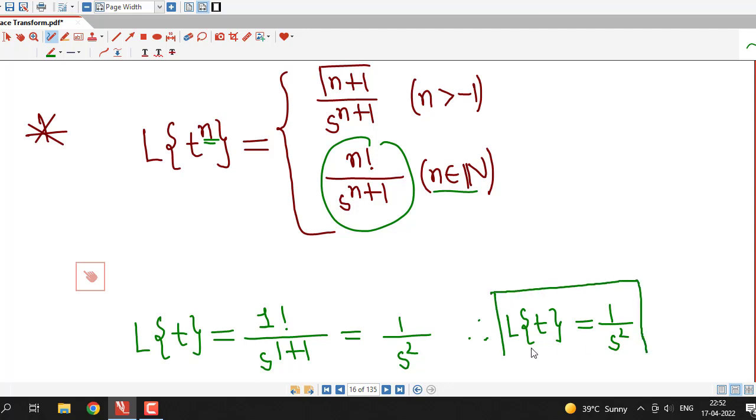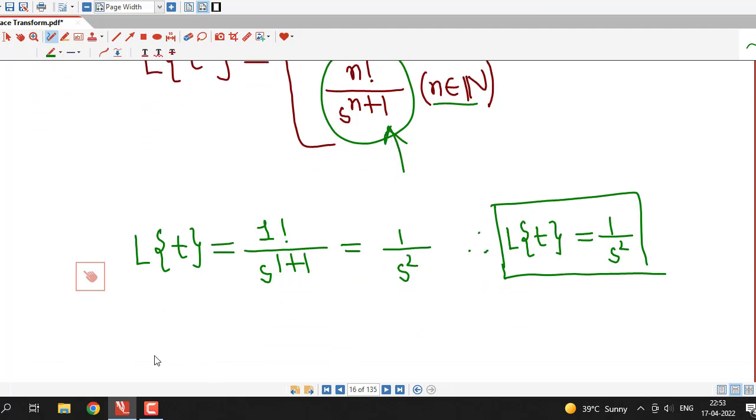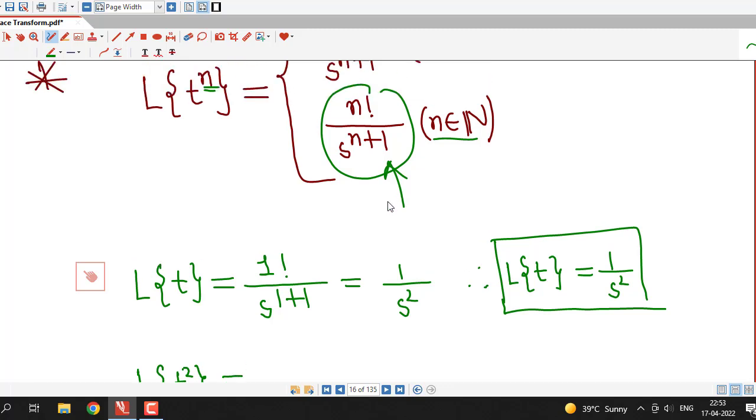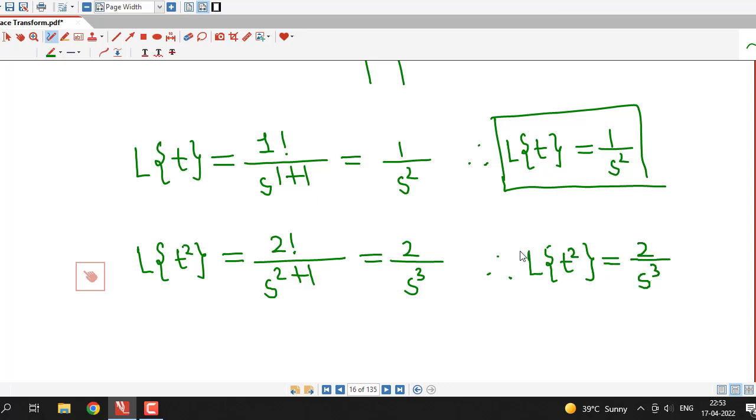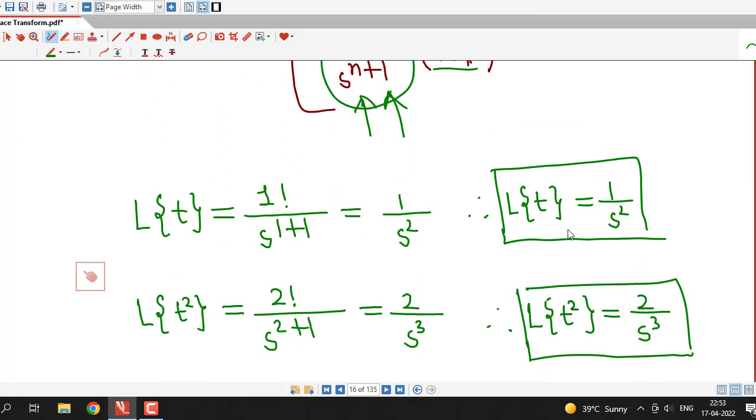So this also we can remember, or we can derive it from this formula for n equal to 1. Similarly, if we take n equal to 2, we will obtain the Laplace transform of t square. So we use this formula for n equal to 2, and we have 2 factorial divided by s raised to 2 plus 1. 2 factorial is 2, divided by s cube. Therefore the Laplace transform of t square is equal to 2 divided by s to the power 3. So in this way we can derive the Laplace transform of this type of power function.